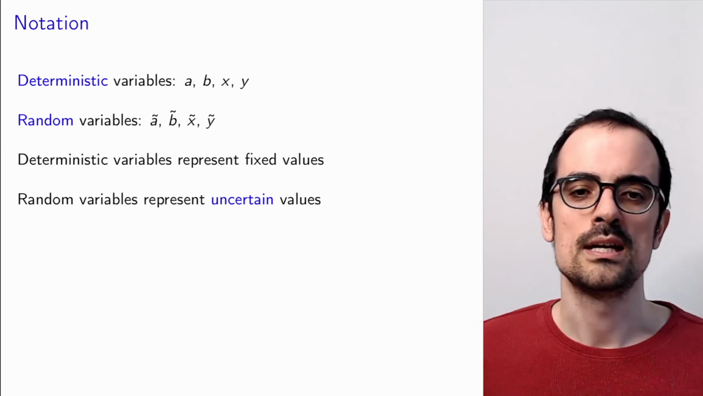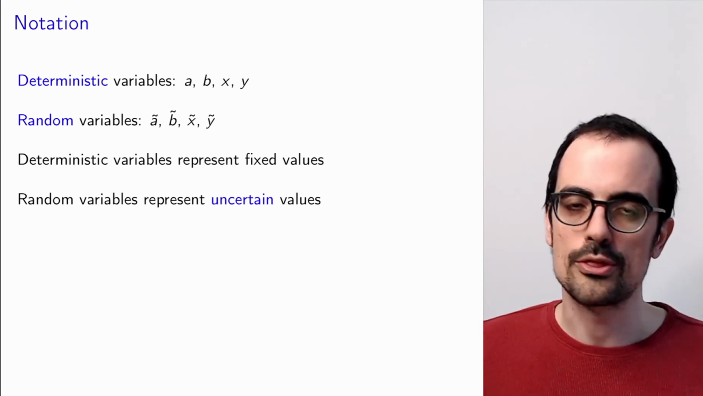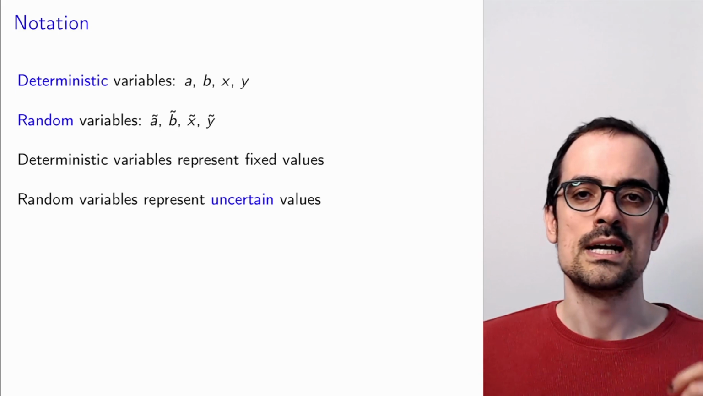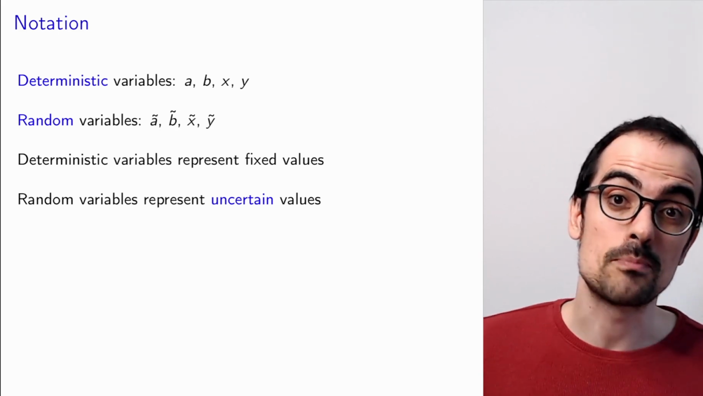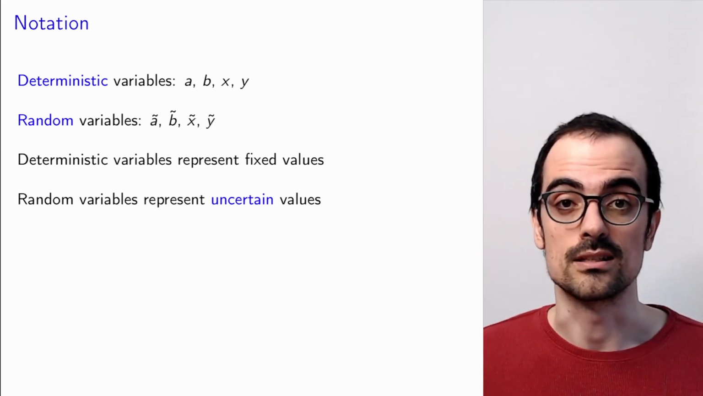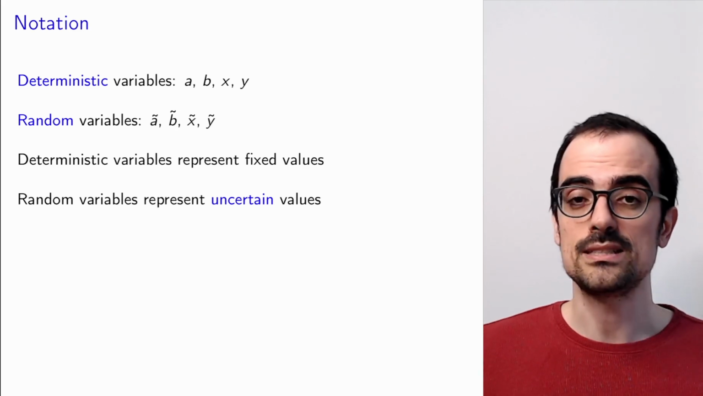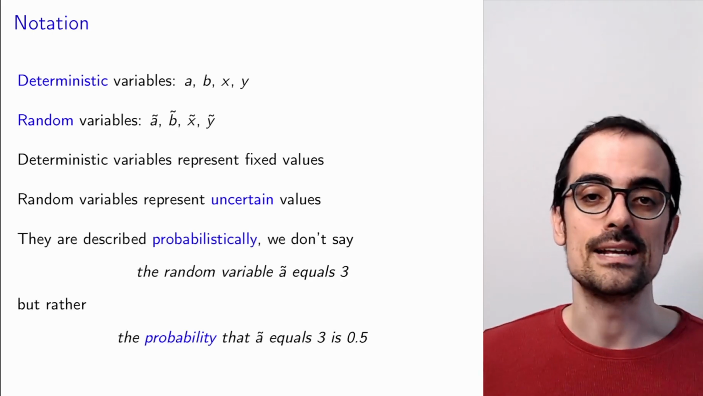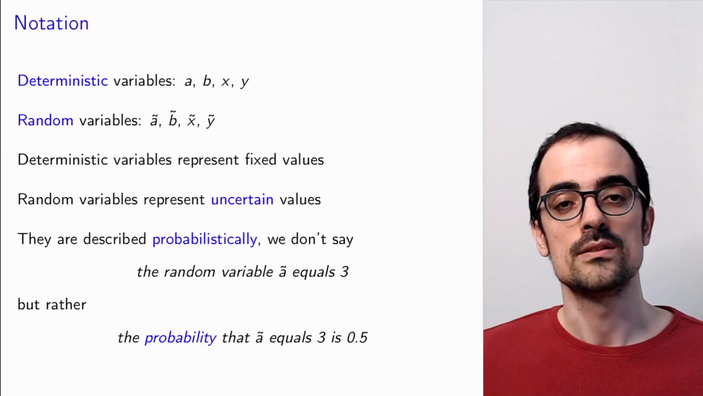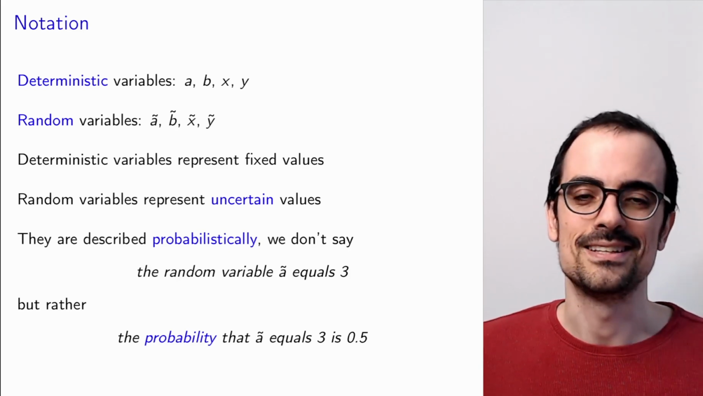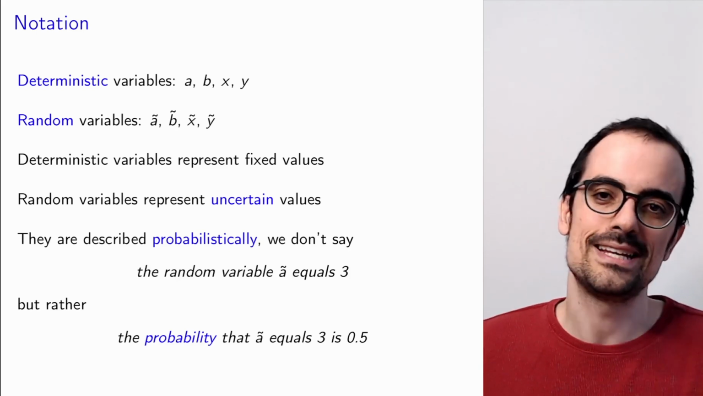Deterministic variables have fixed values. They're equal to 2, 3, 23, or whatever. Random variables can have several possible values. They are uncertain, so we describe them probabilistically. We don't say the random variable A is equal to 3. We say the probability that the random variable A is equal to 3 is 0.5.